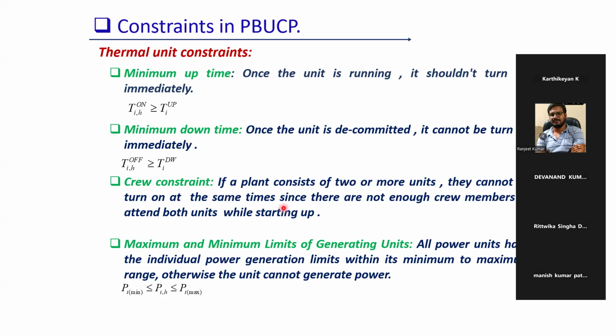Crew constraint means how many laborers or crew members there are in the power plant to maintain these things. Another part is the maximum and minimum limit of the generating units. Every generating unit has some limit, that means the minimum generating power amount and the maximum generating power amount.